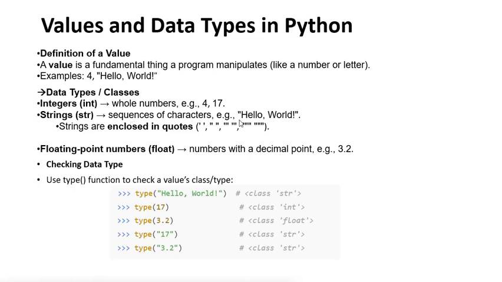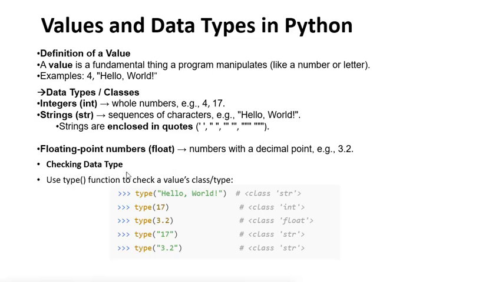A string is a sequence of characters. For example, hello world, xyz, abc, Karnataka, India, anything you can take. That is under strings. Strings are enclosed in quotes, that is single quote, double, triple. You can take 4 quotes as well. Then floating point numbers, you can say float. Numbers with the decimal point, for example 3.2, 3.14, etc. These come under floating point numbers.